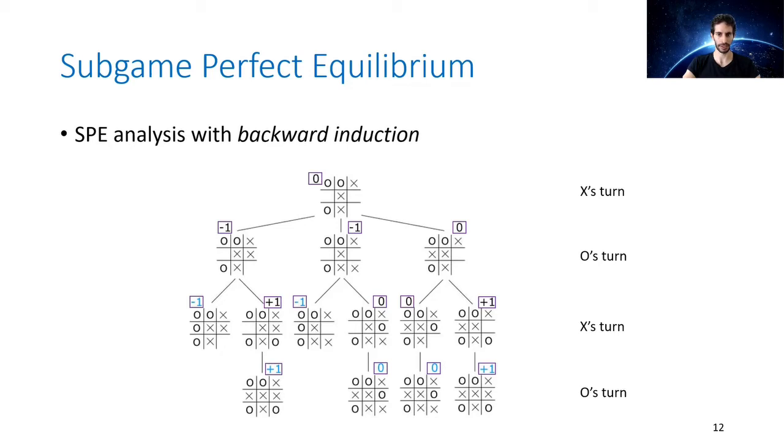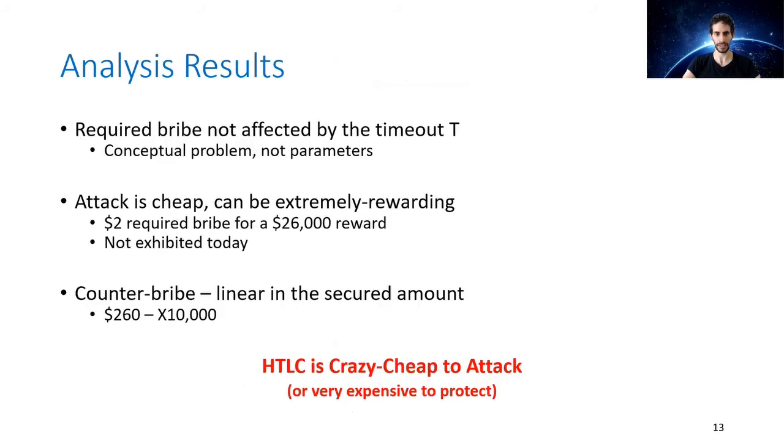The game results are recursively propagated back to the decision point. Our analysis shows that the required bribe is independent in T. This means that increasing the timeout does not make the attack more expensive.